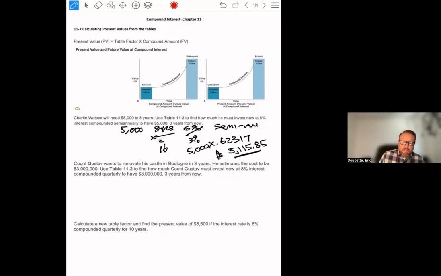Now notice that value is lower than my original investment. Why is that? Because I'm not investing $5,000 today. I want $5,000 8 years from now at 6% interest. So how much do I need to put in today to get that $5,000? What you will find in the present value problems is that your beginning amount will always be less than the amount you're multiplying. It'll always be less. So in this case, it's $3,115. If I put $3,115 in the bank today, in 8 years at 6% interest, it will be worth $5,000.